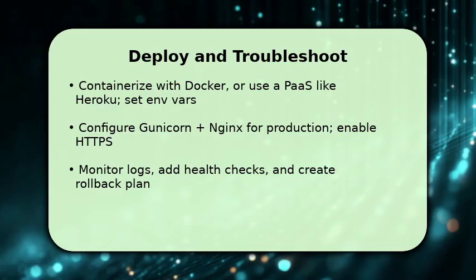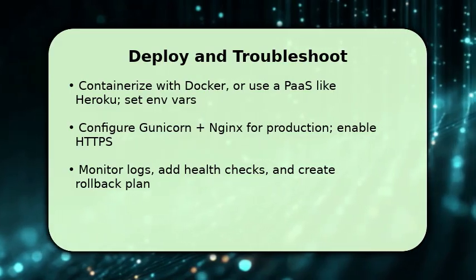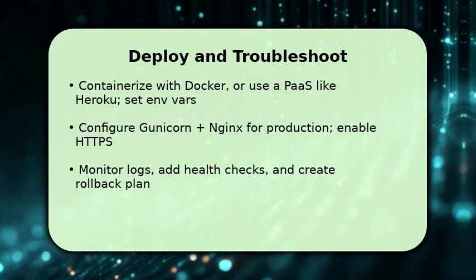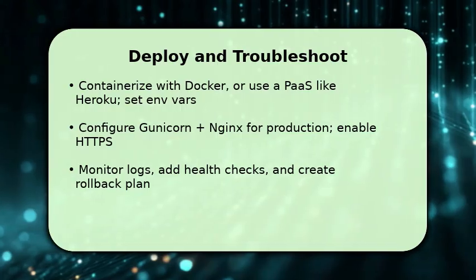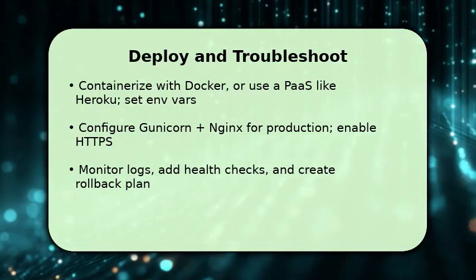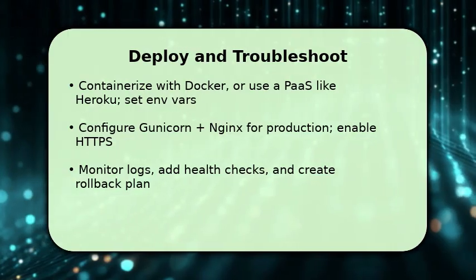Containerize with Docker or push to a PaaS, set environment variables securely, and configure a WSGI server like Gunicorn behind Nginx for performance. Make sure to enable HTTPS and static file handling. Once deployed, monitor logs and metrics and add health checks so you spot issues early.